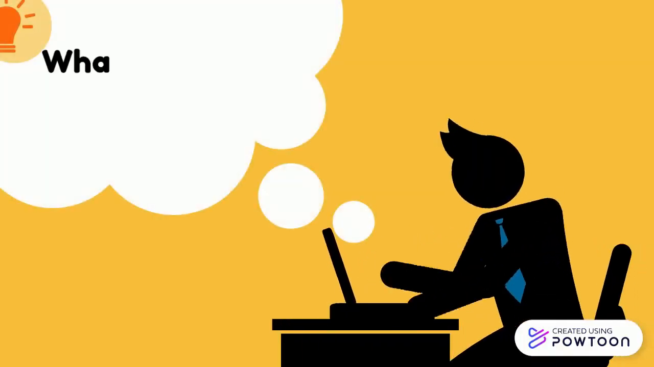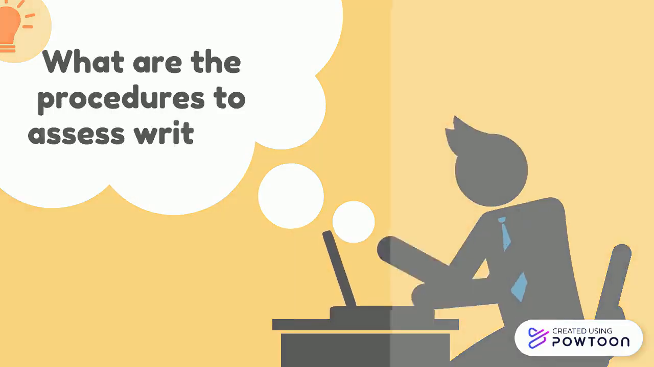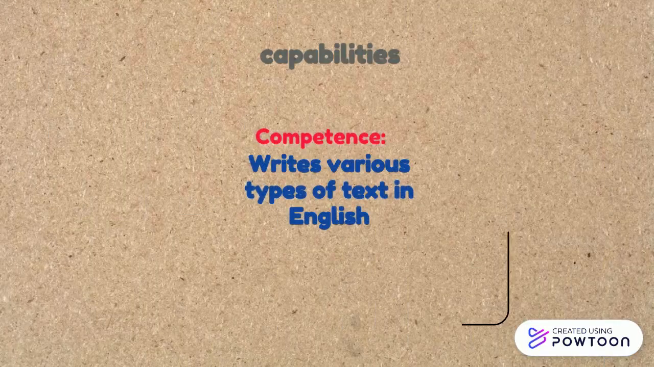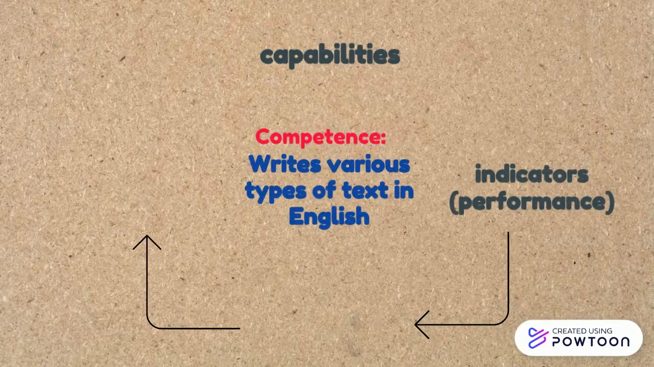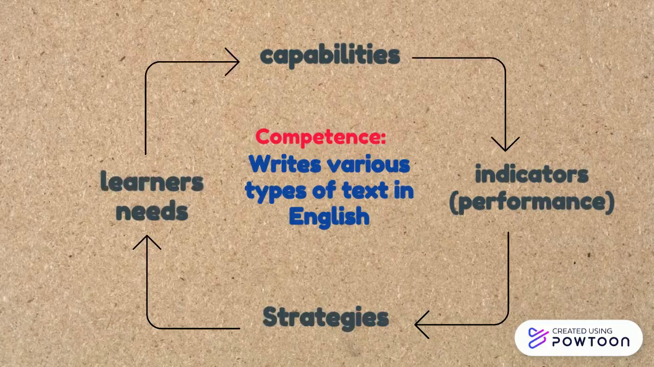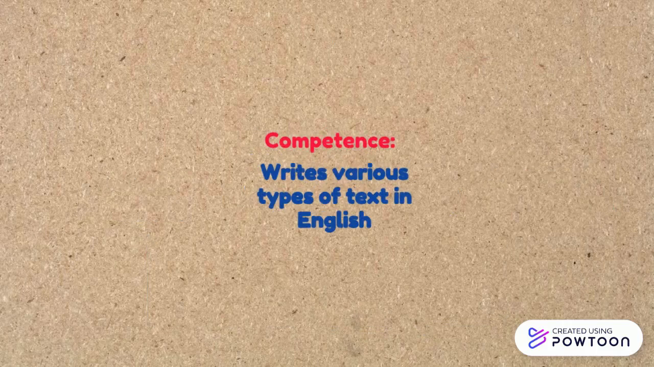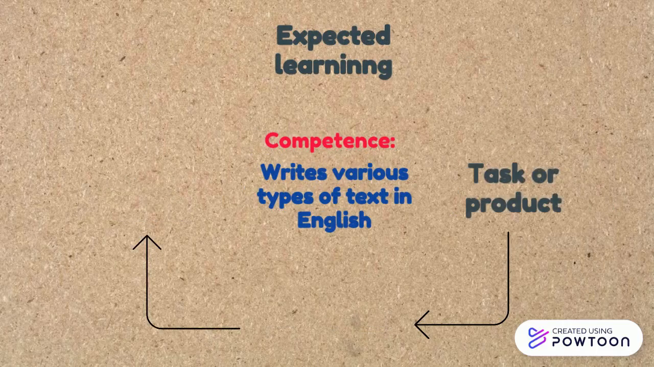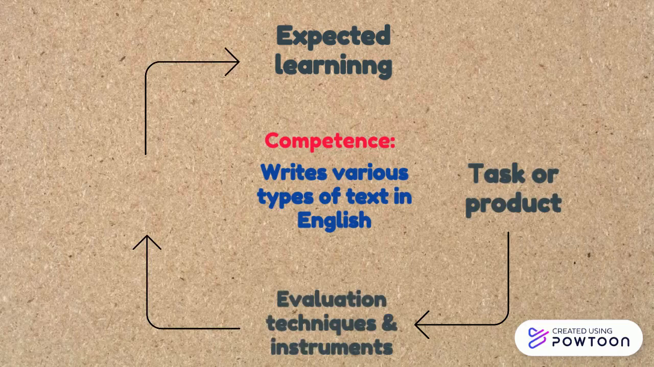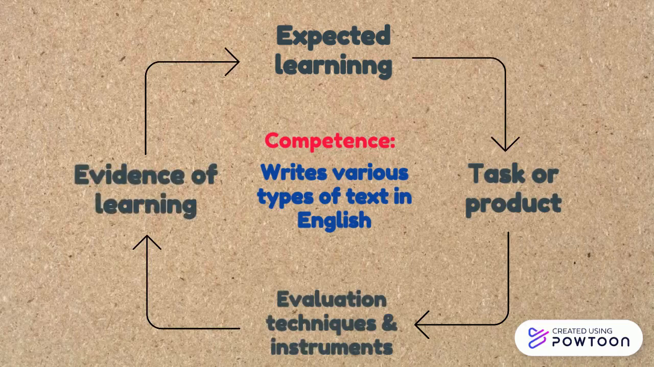What are the procedures to assess writing? The procedures to assess the competence of writing various types of text in English propose to evaluate capacities and the performance of the students, using properly activities and strategies according to their level, age, and context. In order to measure the expected learning of students, the development of evaluation techniques and instruments will be used to show evidence of students' progress.